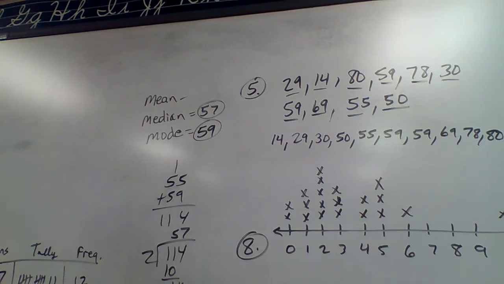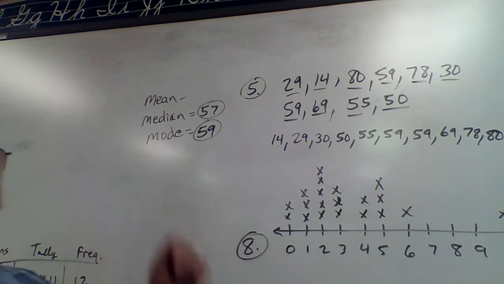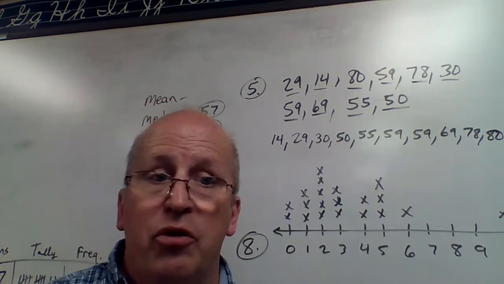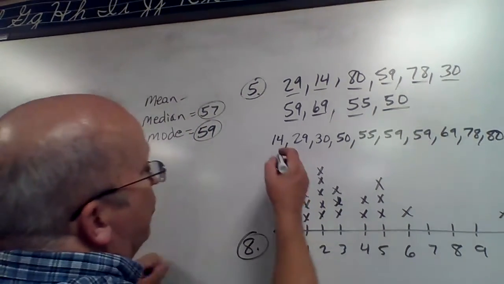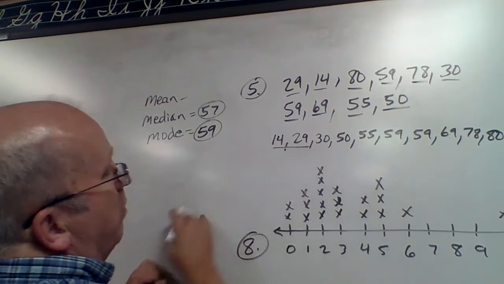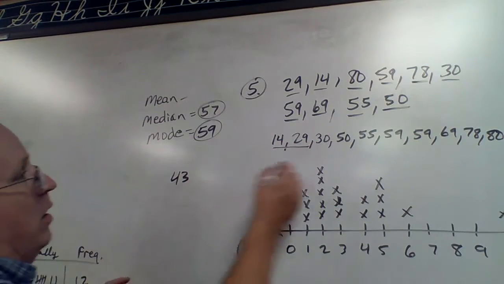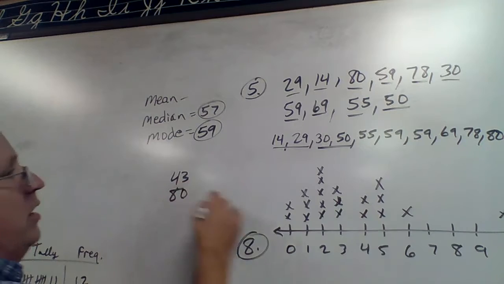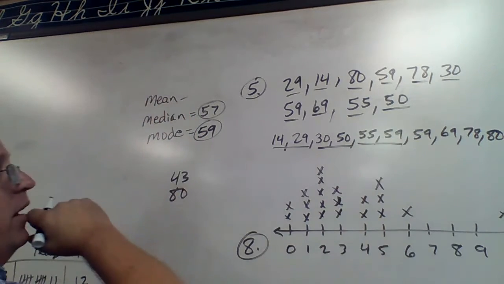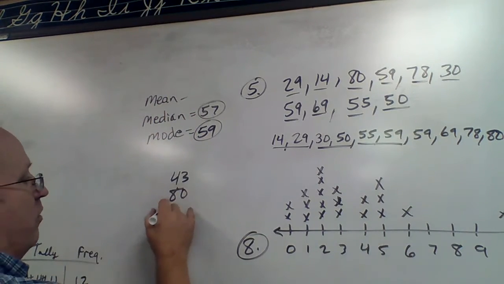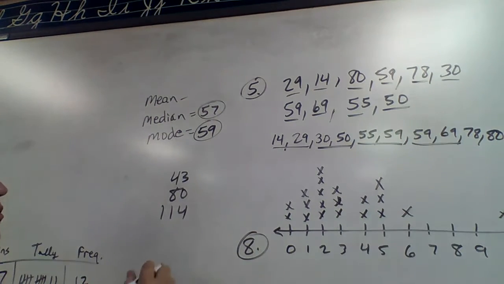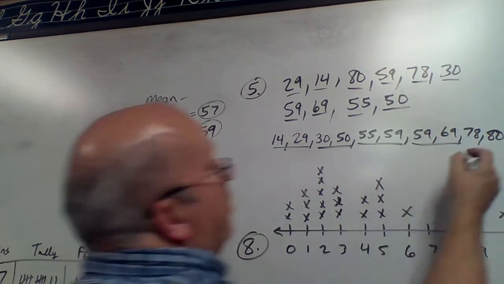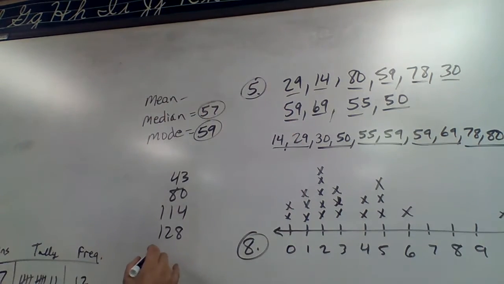Okay, we still need to find, no, not the mode, we still need to find the mean. And that means adding up all the numbers and doing a division problem, right? I'm going to group them again like I did before. I happen to know that these two numbers add up to make 43. And these two add up to make 80. And these two add up to make 114. And these two add up to make 128. And these two add up to make 158.